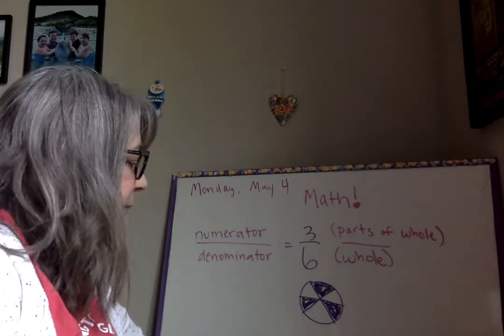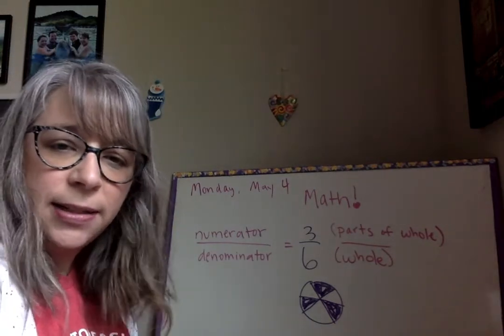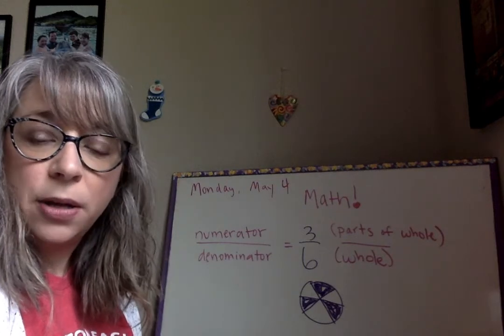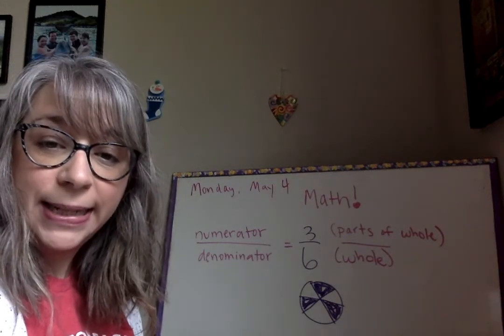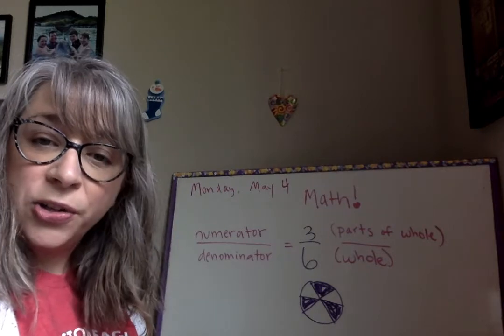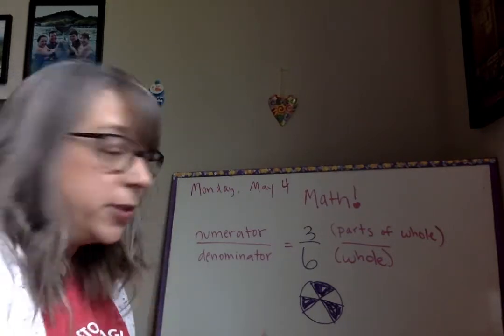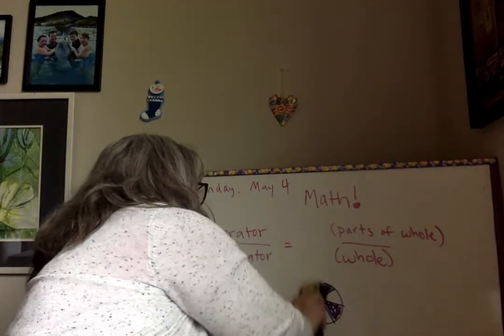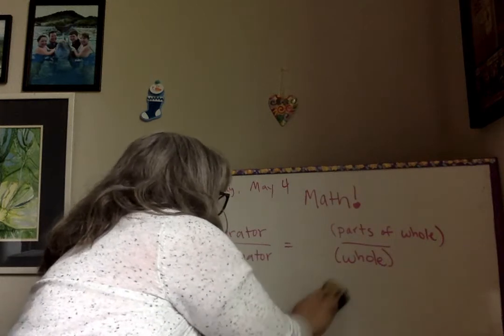3/6. Now, can we have an odd? So lately, the last 3 problems, our denominator has been an even number. Can our denominator be an odd number? Of course it can. Yes, it most certainly can.